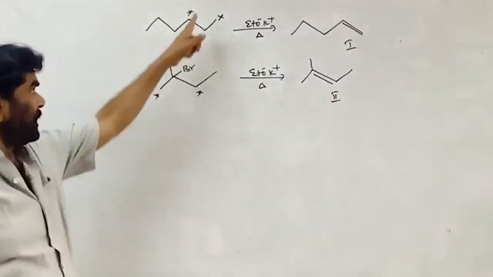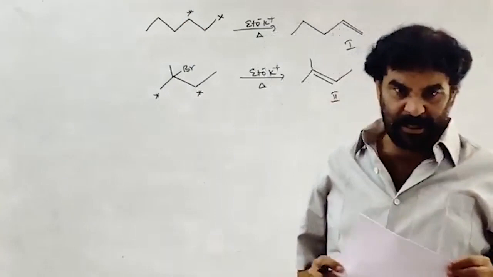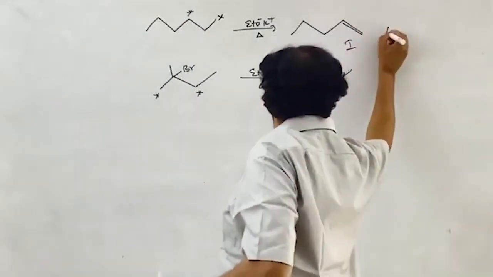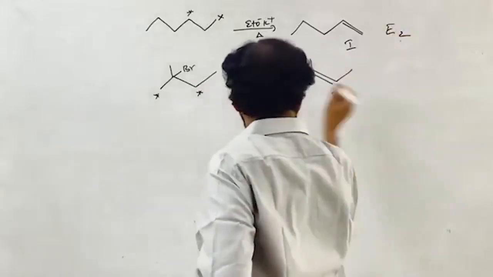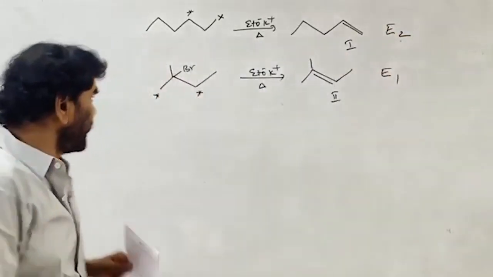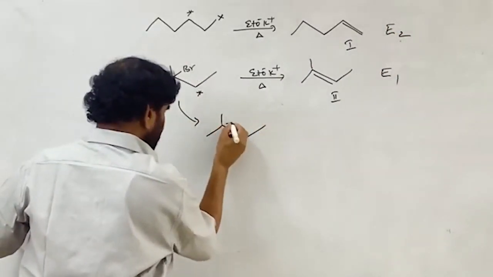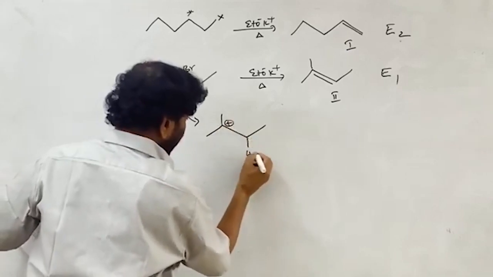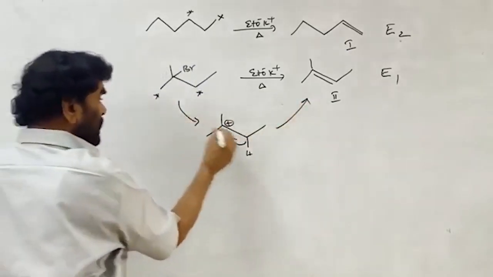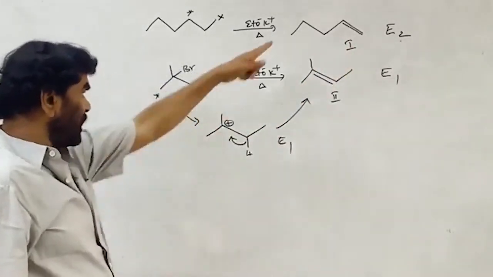Elimination. If you take the mechanism of the reaction into consideration, you know that primary halides always take part in the E2 elimination. This is the E2 elimination. Tertiary halides always take part in the E1 elimination through carbocation intermediate formation. This is the carbocation formed, this is the hydrogen, and this leads to the formation of this product. That is the E1 elimination, and that is E2 elimination.